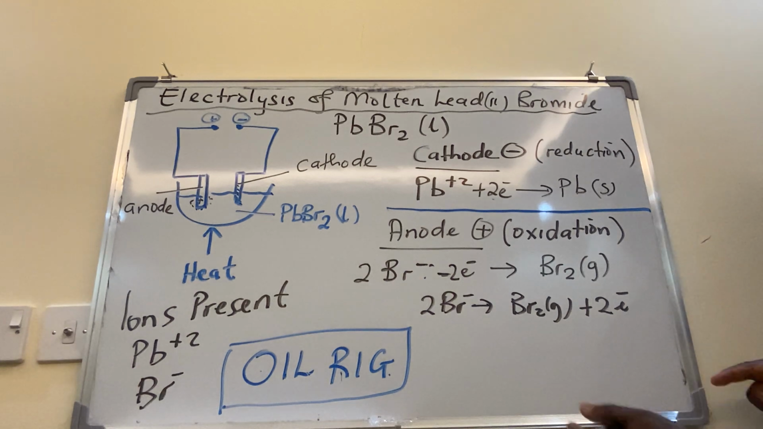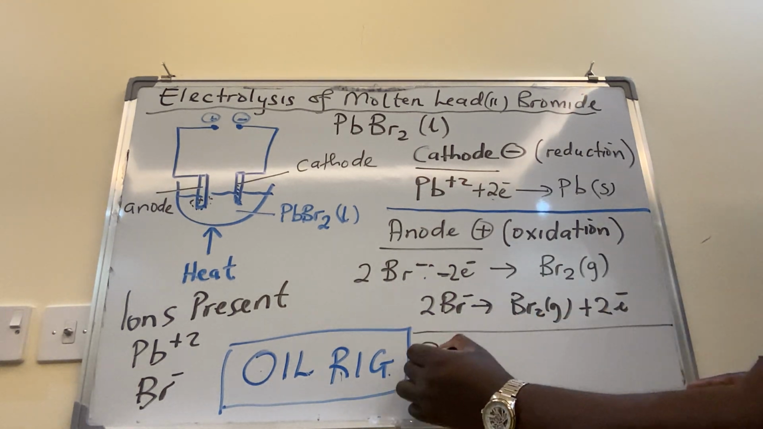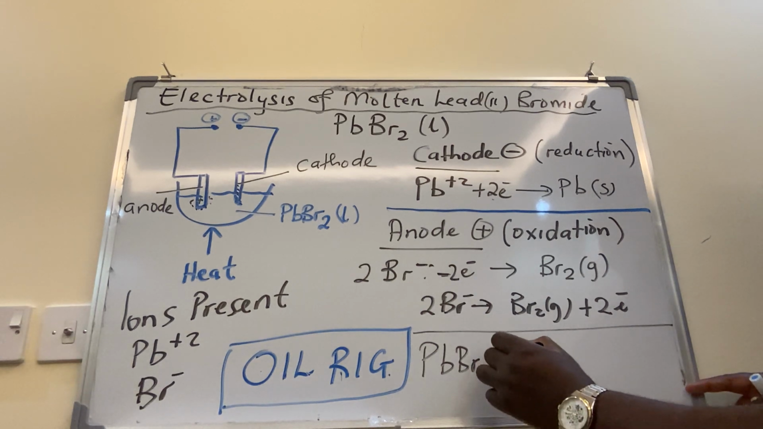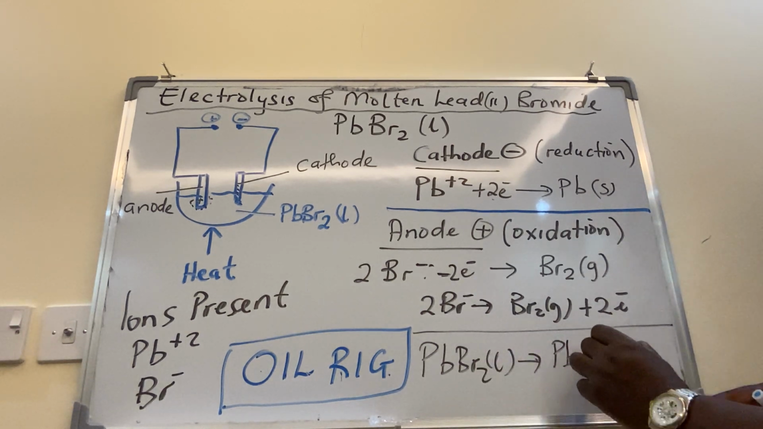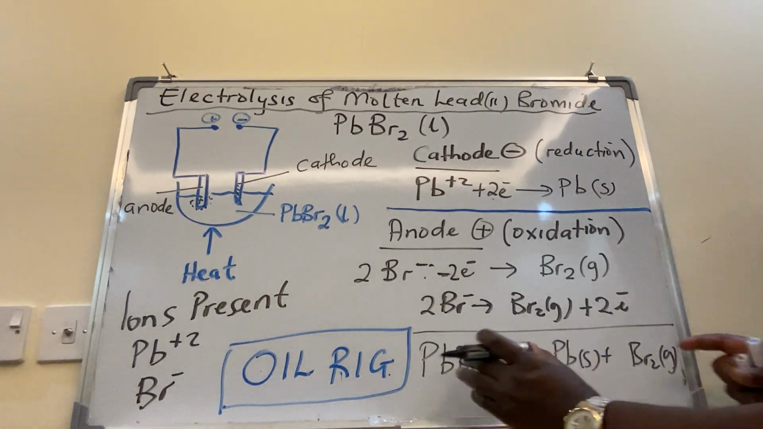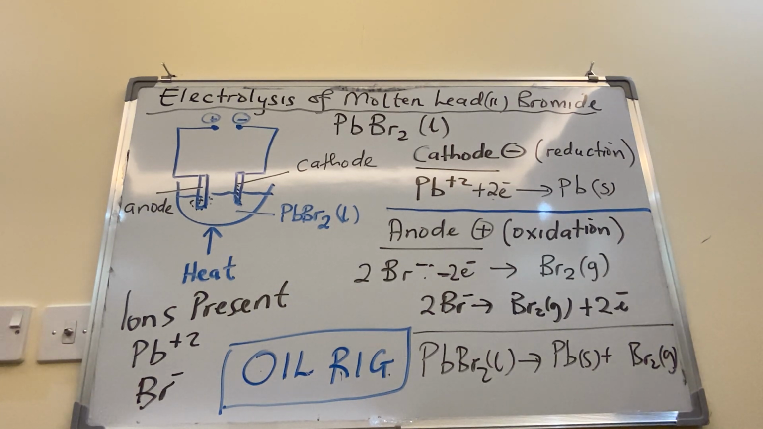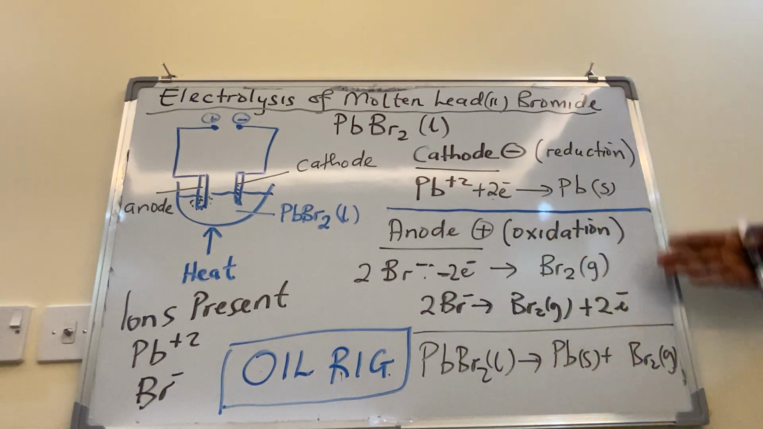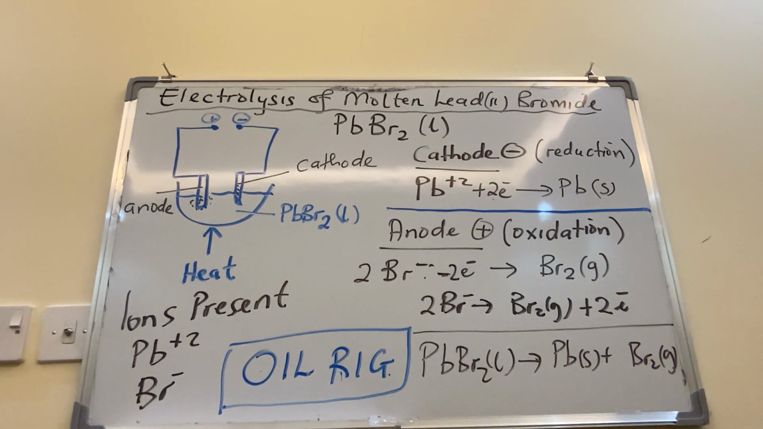So what have we done in essence? We started off with our lead bromide, which was liquid, and at the end of the day we ended up with solid lead and bromine gas, and as a result we are having some form of decomposition happening. We have split lead bromide into its constituent substances. It was a splitting, it was lysis, but this was facilitated by electricity, and as a result we call it electrolysis. So this is a summary for electrolysis of molten lead bromide.